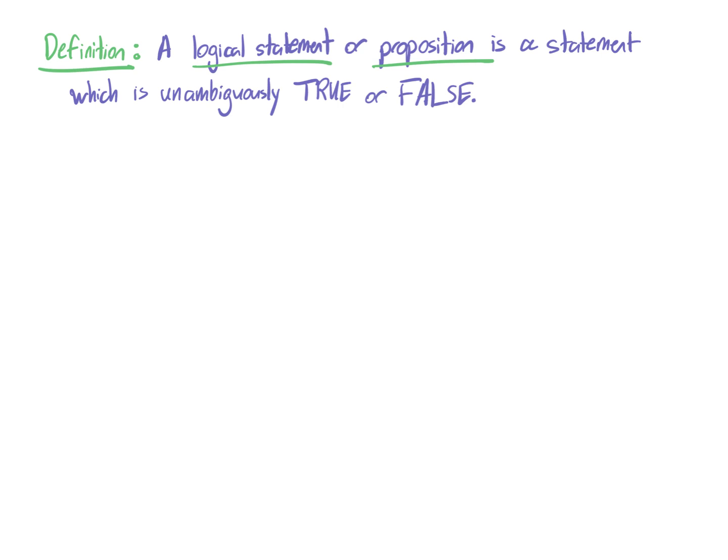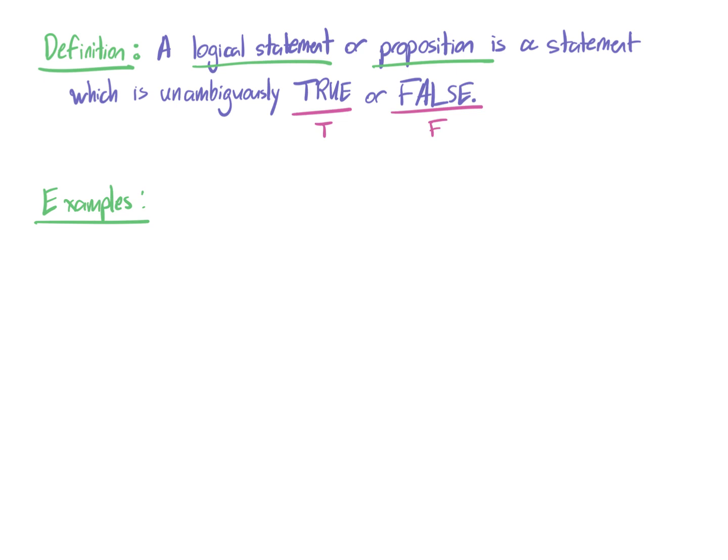Propositional logic is made out of fundamental building blocks called logical statements or propositions. A logical statement or a proposition, these words mean the same thing, is simply a statement which is unambiguously true, which we will often abbreviate with T, or false, which we will often abbreviate with F. So here are some examples of logical statements, also called propositions.